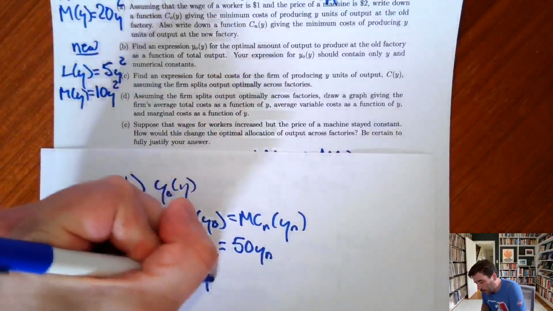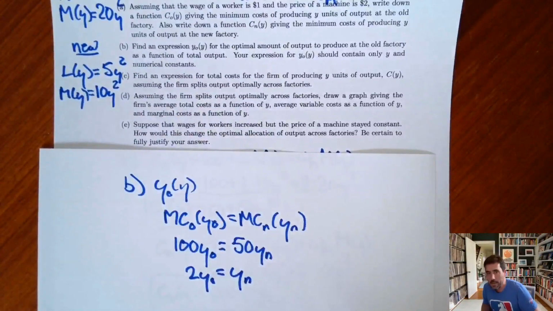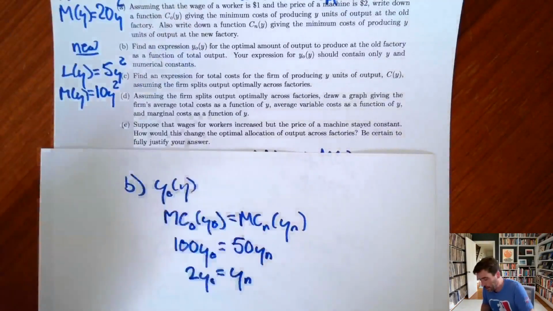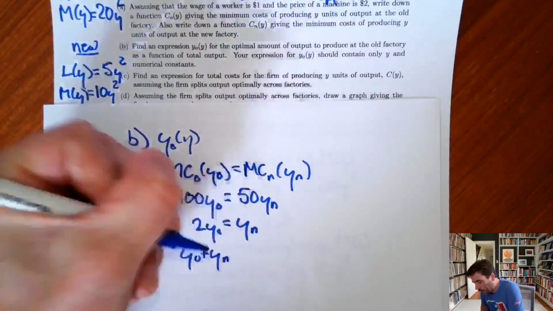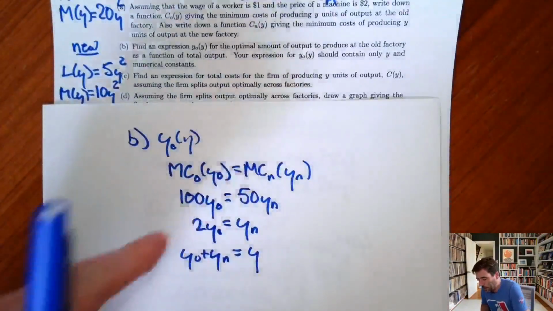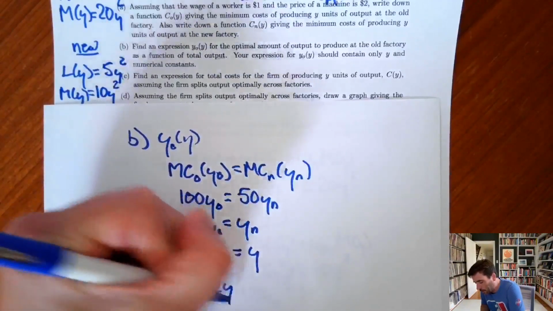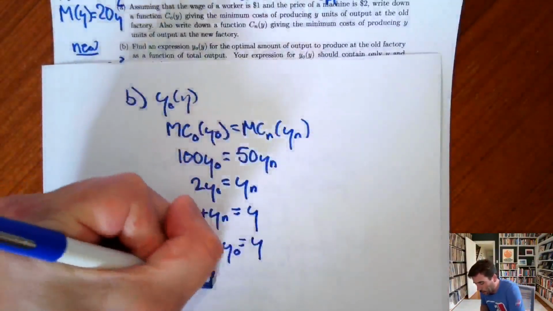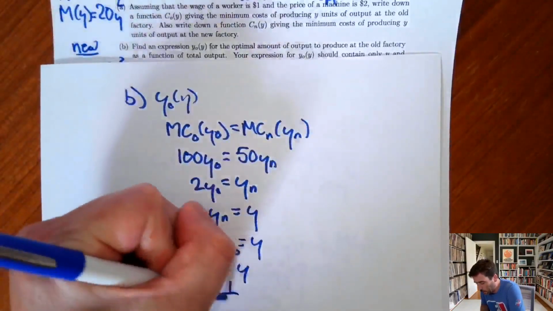So this simplifies to 2y0 is equal to yn. Now going back to the question, we want y0 in terms of total y, not in terms of yn. So I need a second equation here, which is just that y0 plus yn should equal our total y. I can plug this in for yn, so I've got y0 plus 2y0 is equal to y. So that's going to be 3y0 equal to y, or y0 is equal to 1/3 y.